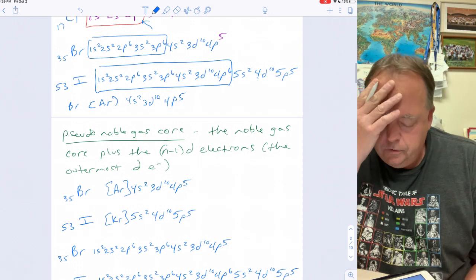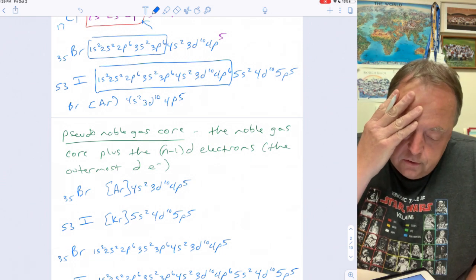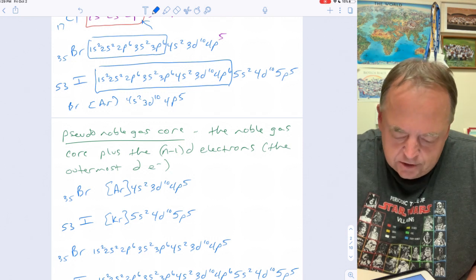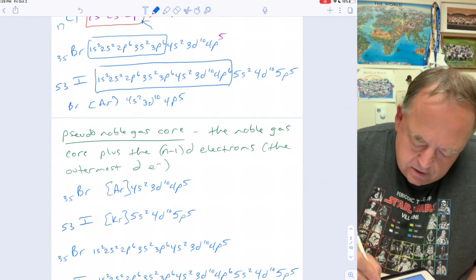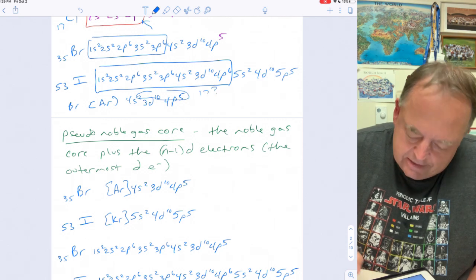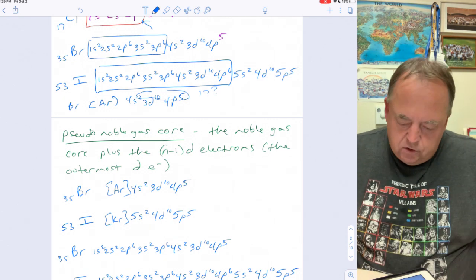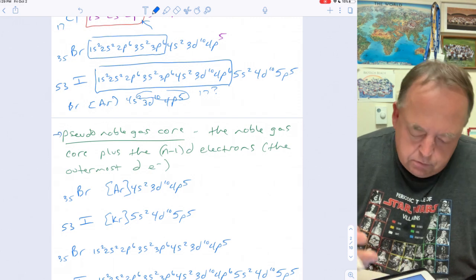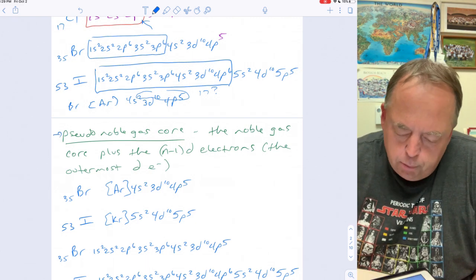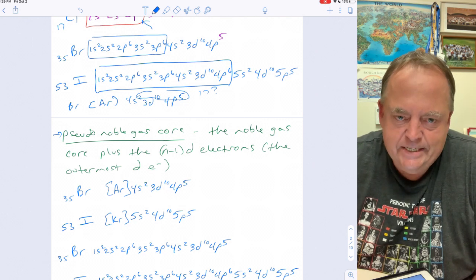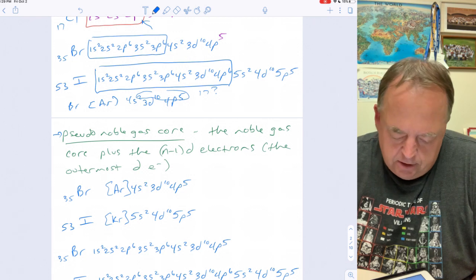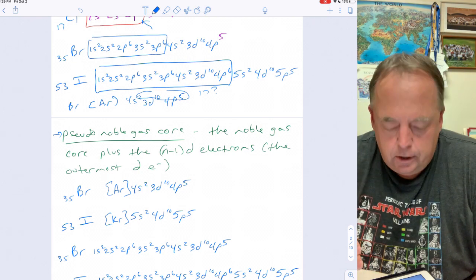Okay, but we just said the valence electrons are those beyond the core, and we said the halogens had 7, so how are we going to get 7 out of this? Why isn't it 17? To answer that question, we need to introduce this concept of pseudonoble gas core. That's the noble gas core plus the n-1 d electrons, n-1 meaning the outermost d electrons.